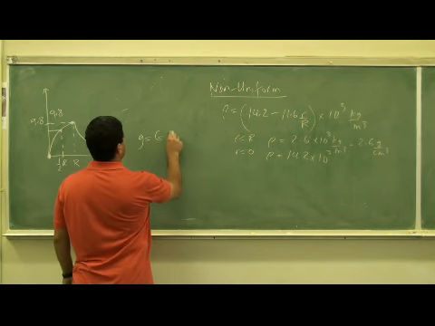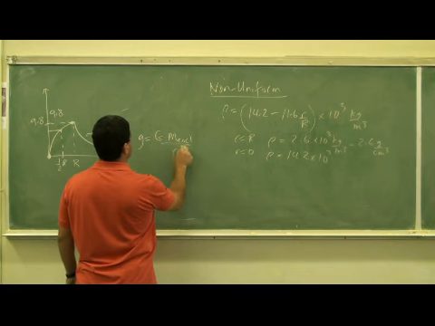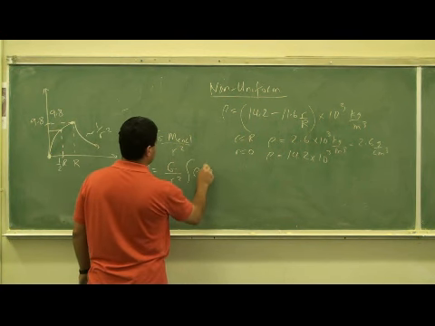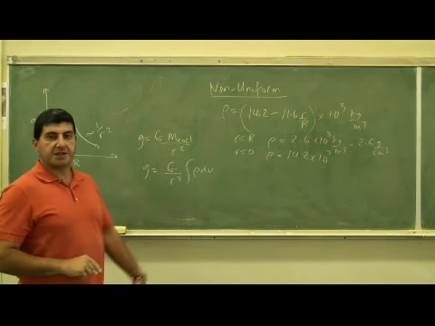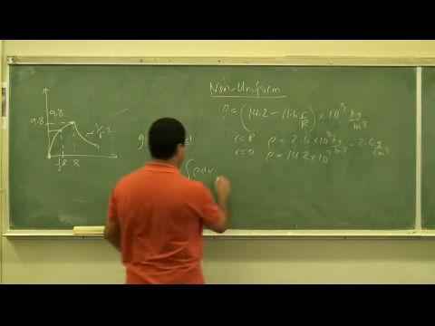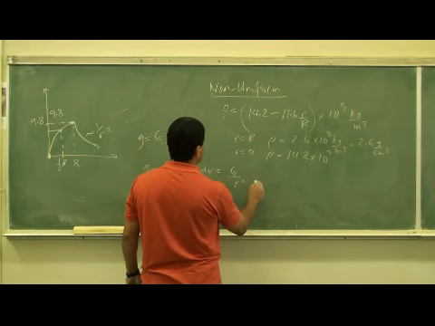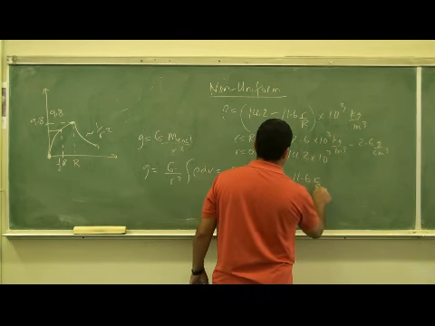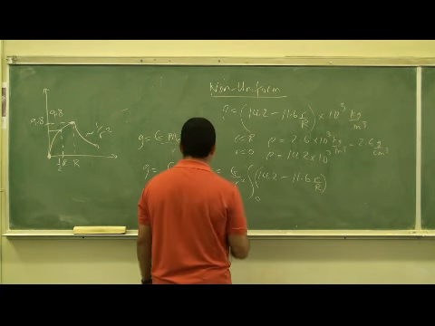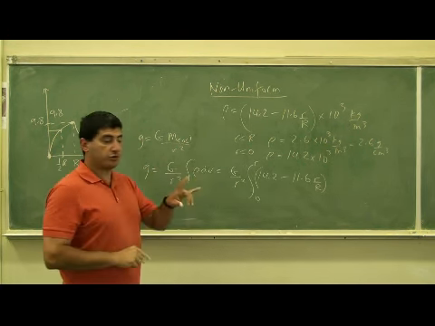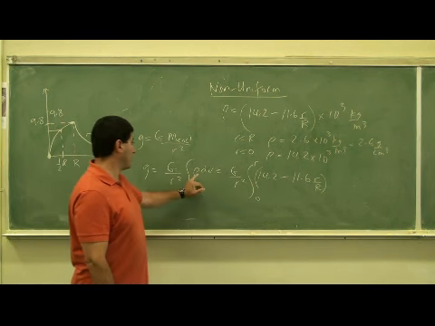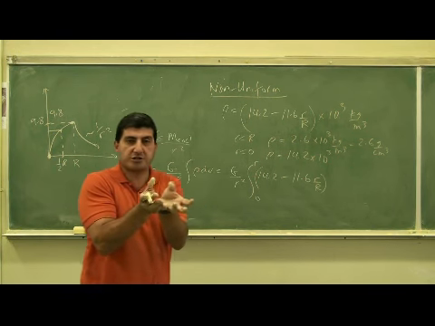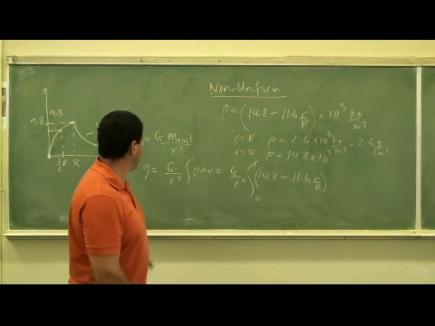g is equal to G m enclosed over R squared. You always start that way. Then you say G over R squared integral rho dV. And then here is where you put the rho function. You integrate from 0 to little r. The reason you integrate from 0 to little r and not big R is because we want to know how much mass is enclosed in that gravitational Gaussian surface of where you are at.